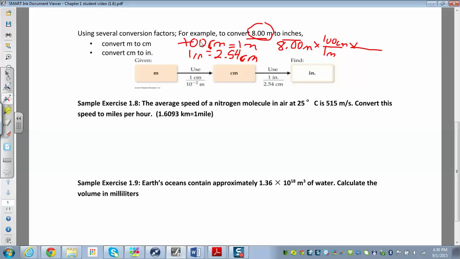Once you use it, draw a line through it. It's over. You did it. Otherwise, you're going to go around in circles. This is the other one that involves centimeters. So since I have centimeters on top, I'm going to put centimeters on the bottom. So I have 2.54 centimeters, and that's 1 inch.